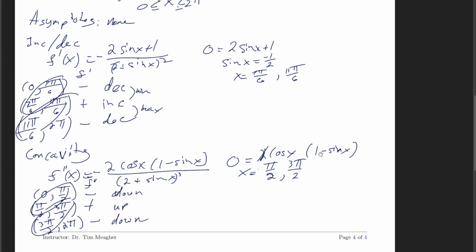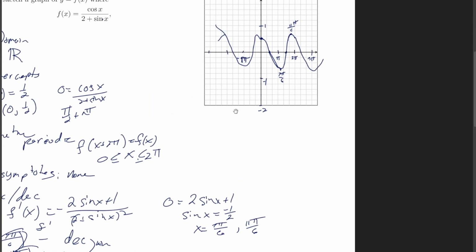And then where does sine of x equal 1? Well, sine of x equals 1 at pi over 2. And so here we have our two solutions. We're going to check from this to the first point and then onward, just the same thing we did here. If we switch from up to down or down to up, these are points of inflection. And then we just take all that information and graph it. And that's the end of this video.